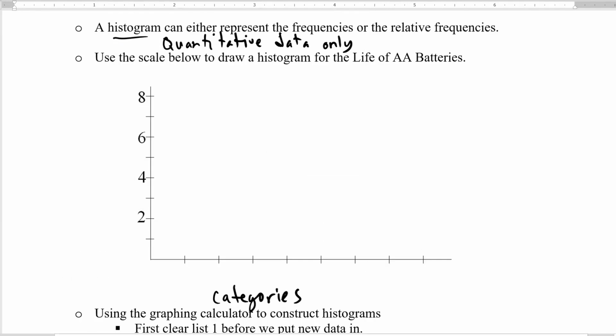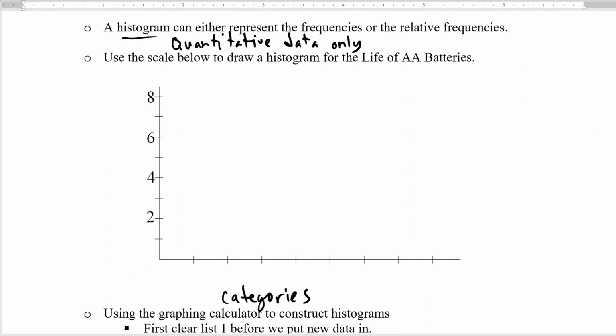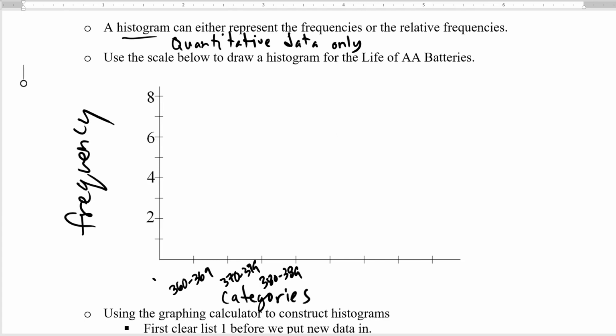There's a couple ways of doing this. Some I like and some I don't as much. Some people will put the actual ranges on here, so they'll put 360 to 369, and the next one would go from 370 to 379, 380 to 389. I see that sometimes, and then they put the frequency over here for each of those groups. I don't really like that as much. We don't see that as much professionally. That to me is kind of a sloppy way of doing it.